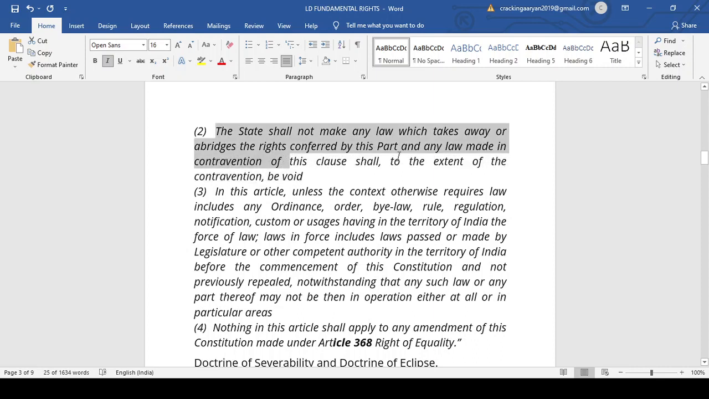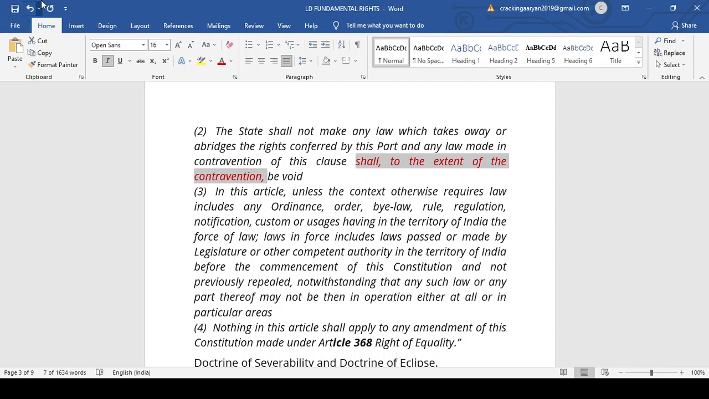This line is very important, guys. Shall to the extent of contravention. From here comes the doctrine of severability that we will be discussing in the next 2 to 3 minutes. It is telling that to the extent of contravention means only that part will be considered void which is against the fundamental right, not the whole law. That is the doctrine of severability.